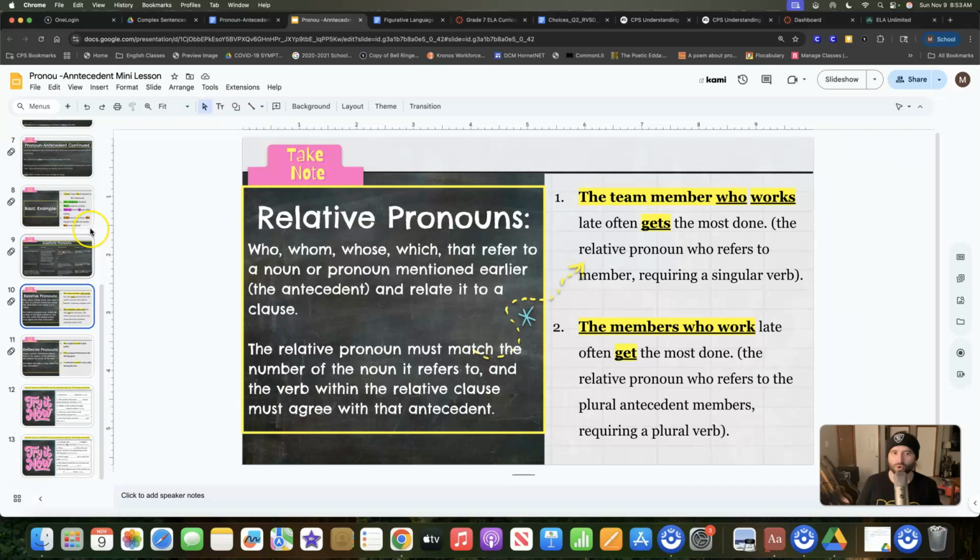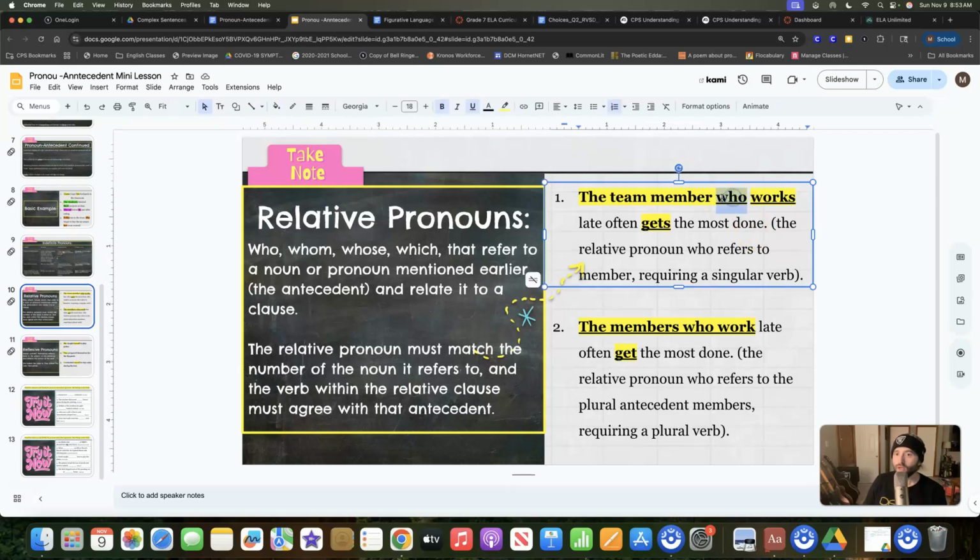So relative pronouns are who, whom, whose, which, that, and they refer to a noun or pronoun mentioned earlier, the antecedent, and relate it to a clause. So the relative pronoun must match the number of the noun it refers to, and the verb within the relative clause must agree with that antecedent. We'll probably do more of this when we do subject-verb agreement, but for example, the team member who works late often gets the most done.